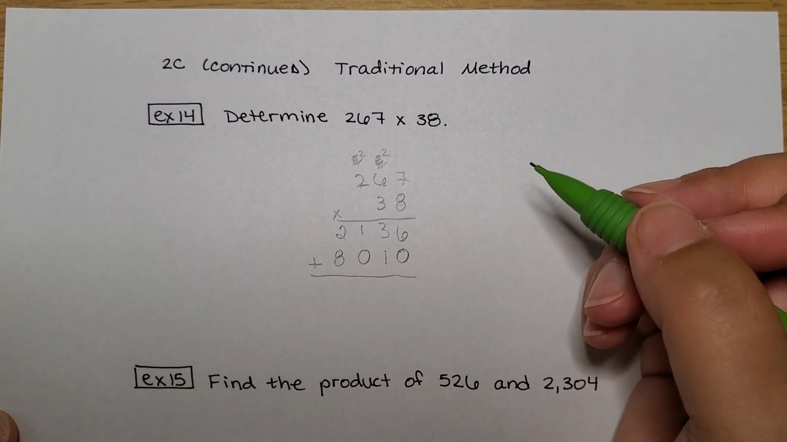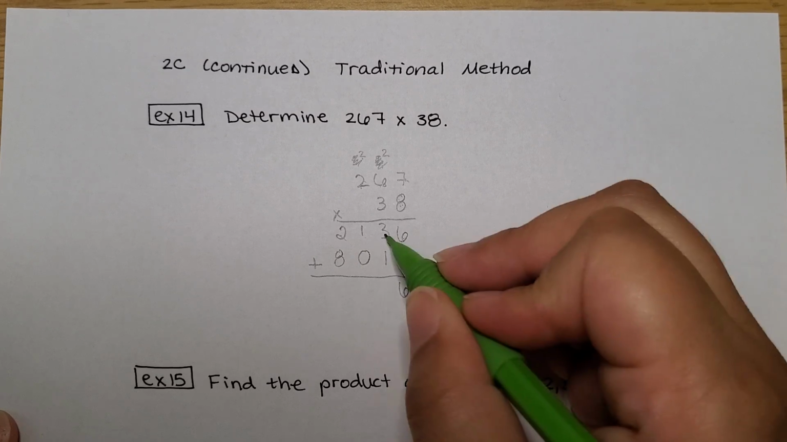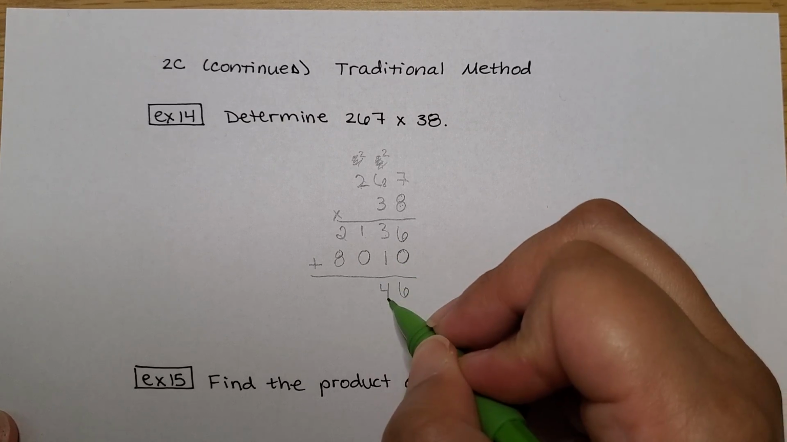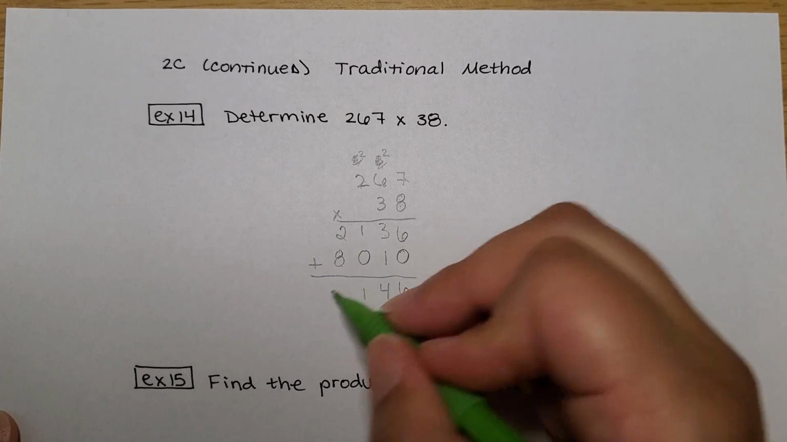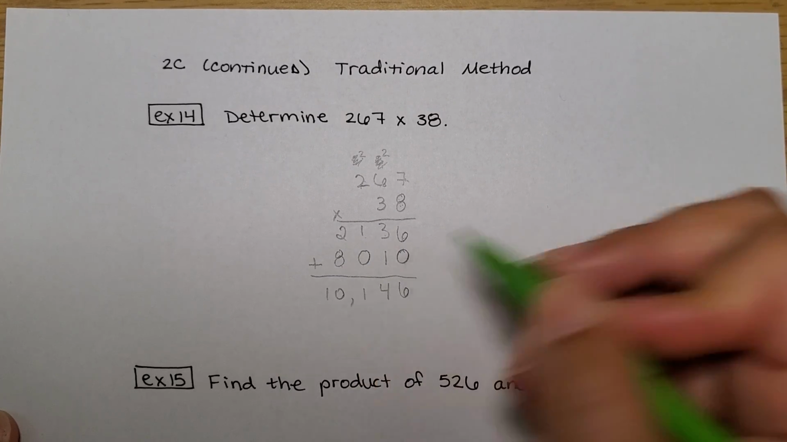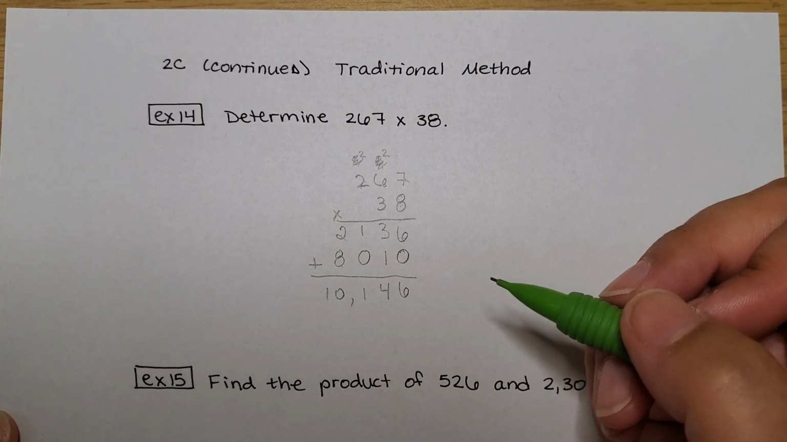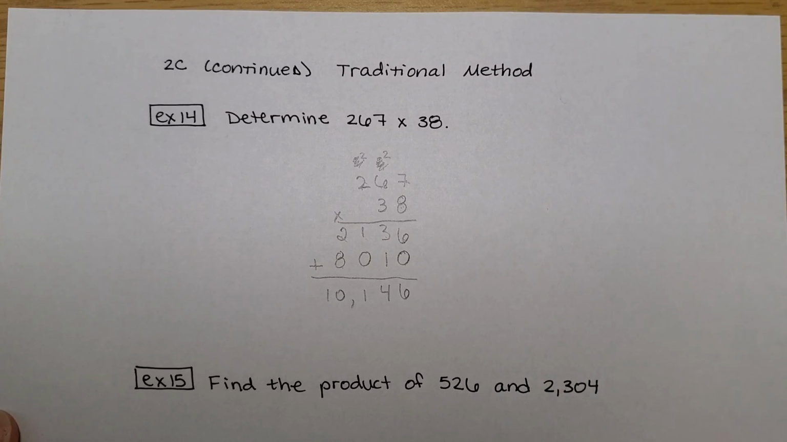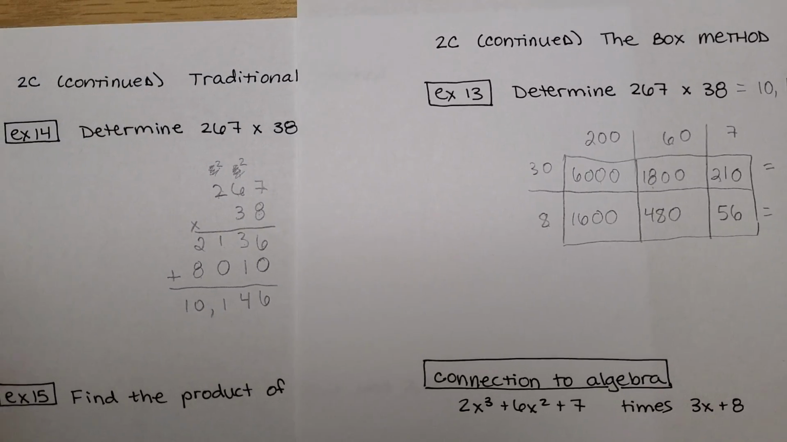So now we're going to add these numbers together. 6 and 0 makes 6. 3 and 1 makes 4. 1 and 0 is 1. 2 and 8 is 10. So in the end, we get 10,146.